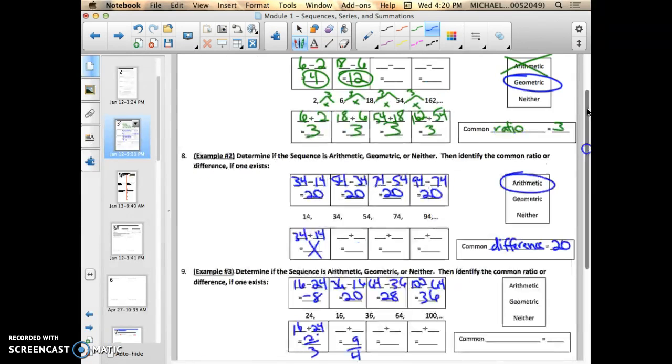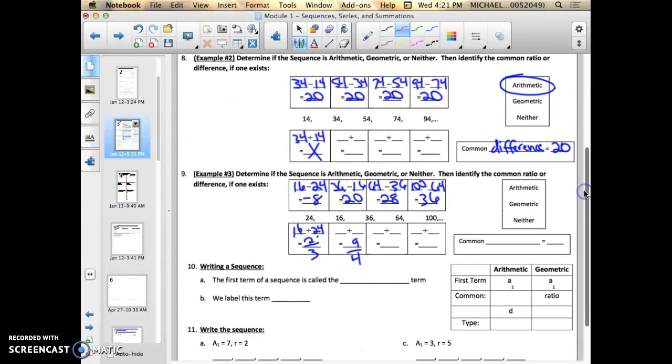At this point, go ahead and pause the video and try number 8 and number 9 on your own. All right, at this point, you should have paused the video and tried number 8 and number 9 on your own. I have shown my work, so please check your work with mine to see if it's similar to yours. I determined that number 8 was arithmetic with a common difference of 20, and that number 9 was neither, because it had neither a common difference or a common ratio.